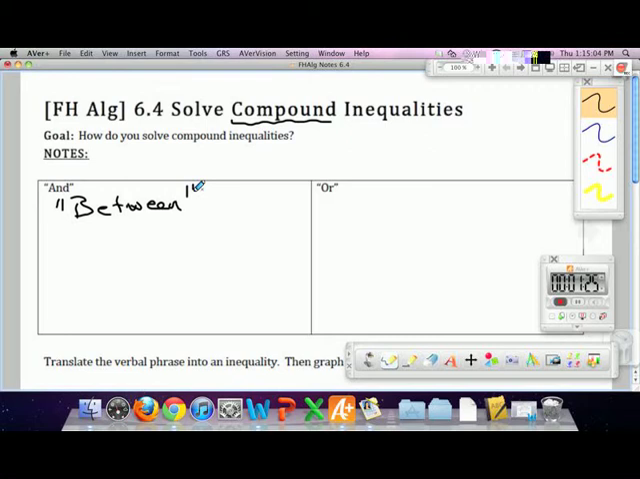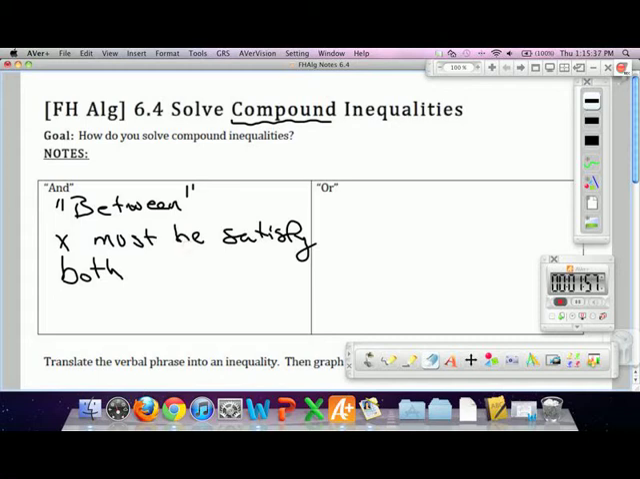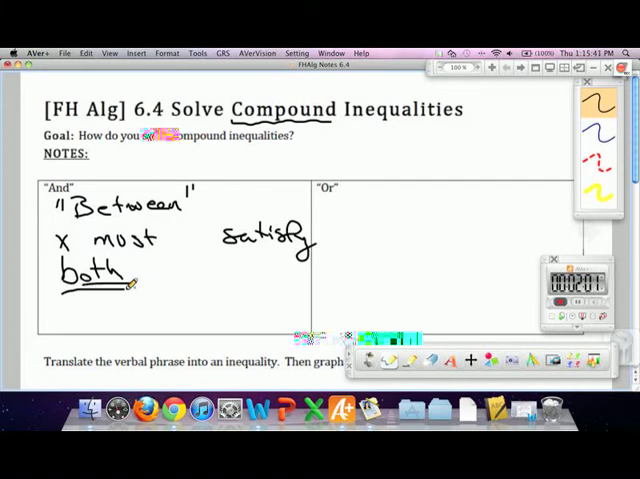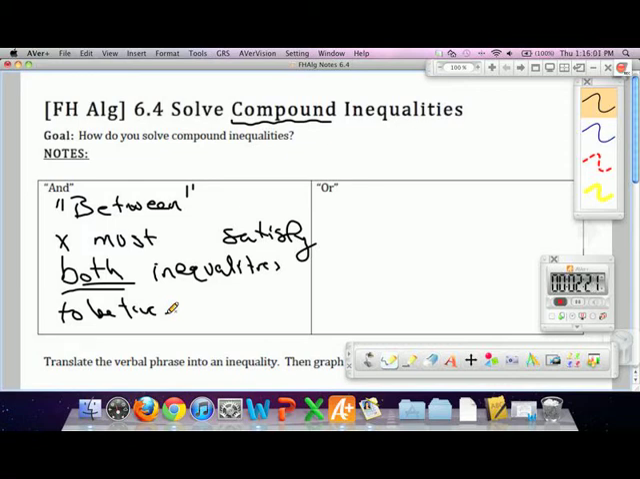And inequalities are also between inequalities. For an AND inequality, x must satisfy both inequalities. So we're going to have two or more, a couple inequalities at once, and it must be true for both for the AND connector to be true. Okay.